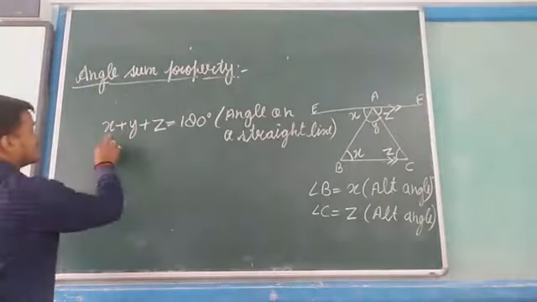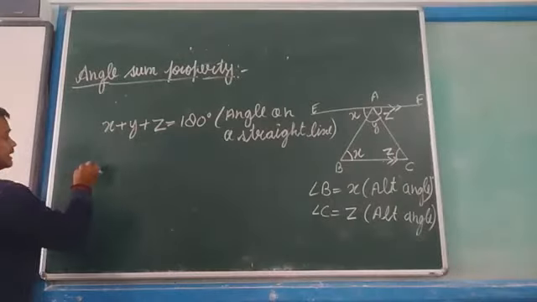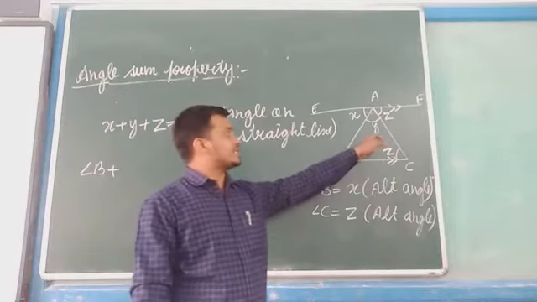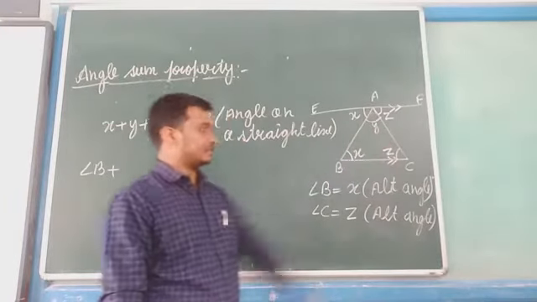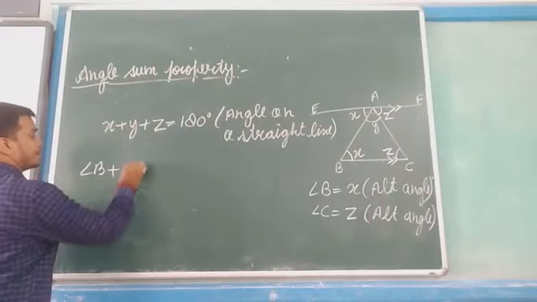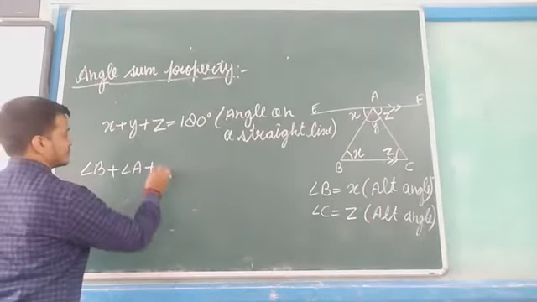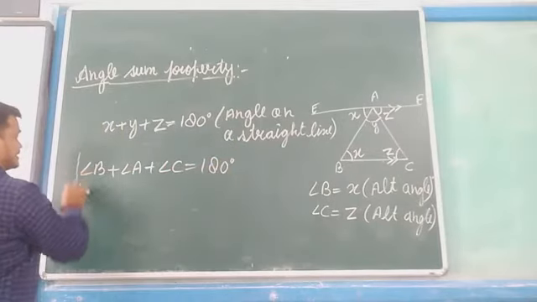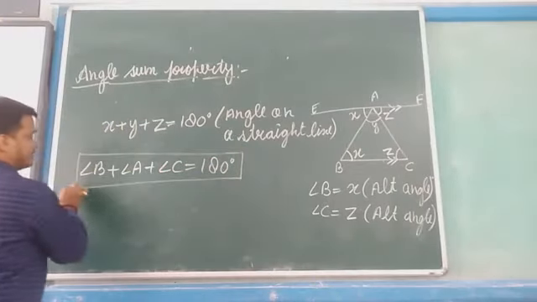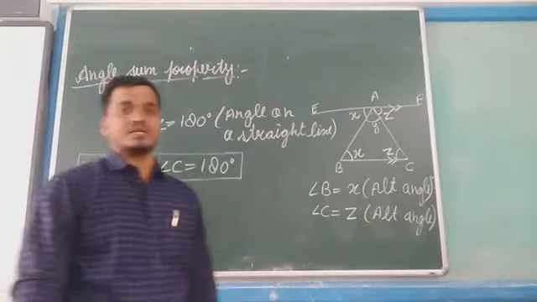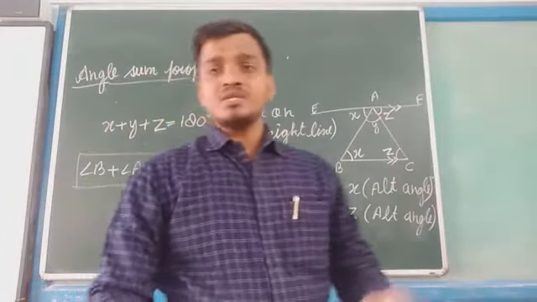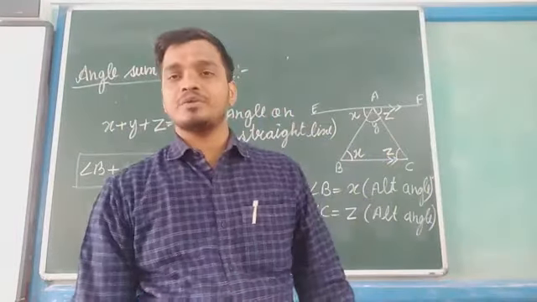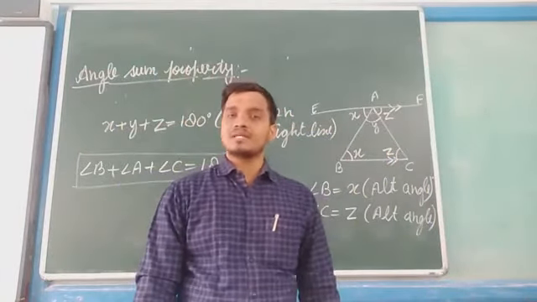Now in place of X you can write angle B. In place of Y, you can write the interior angle of the triangle, so it will be A, and in place of Z, you can write C. This will be 180. So angle A plus angle B plus angle C is equal to 180. This way the full proof is there, but it will not come in your portion. You all need to practice the questions.